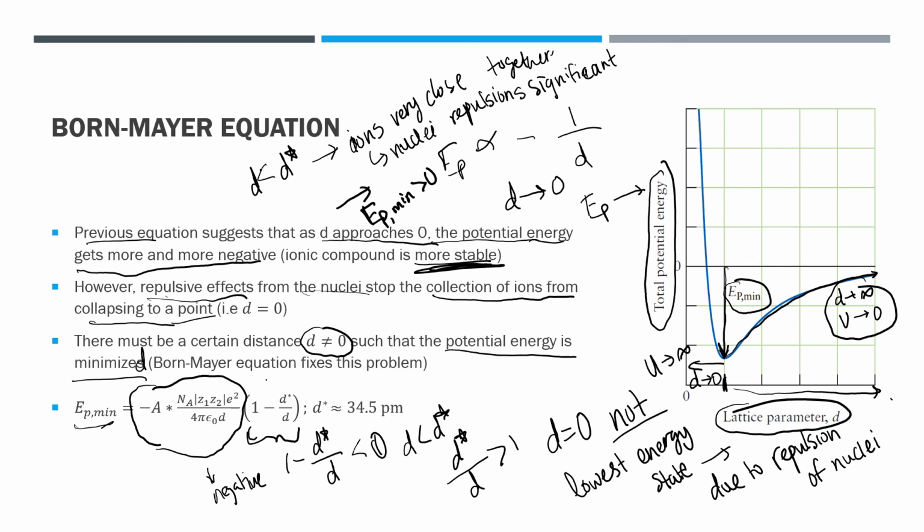So we can see based on this equation that it fixes the original problem we were having. It says that as our D becomes much smaller than D star, we end up having really, really high potential energies, which makes sense because the nuclei are repelling each other, it's not happy, therefore it's a high potential energy.